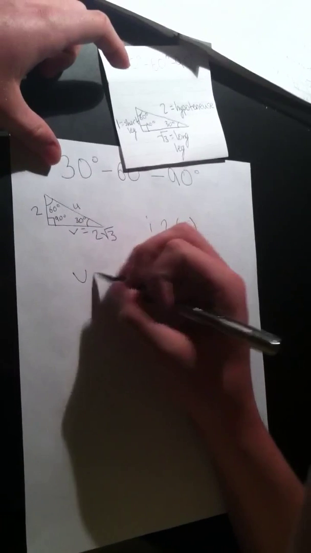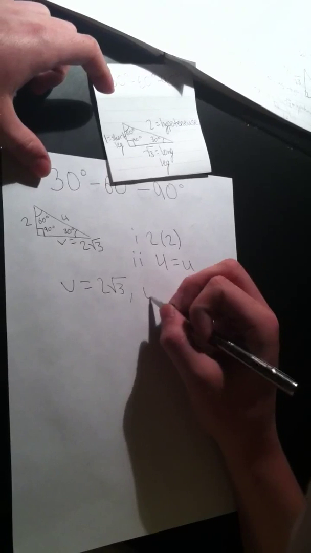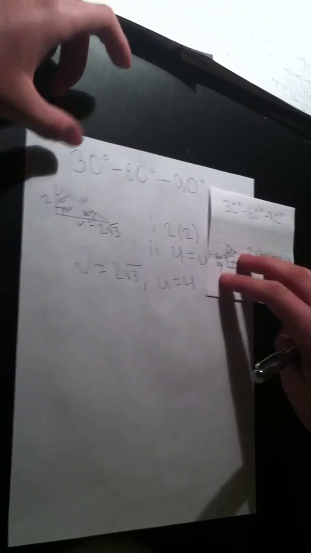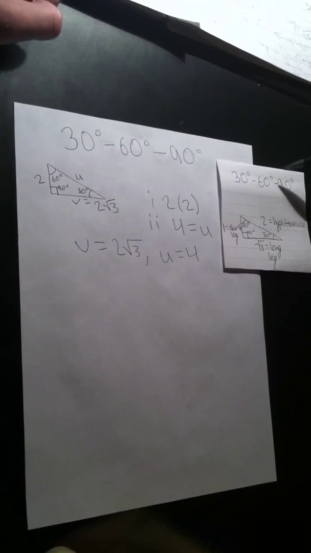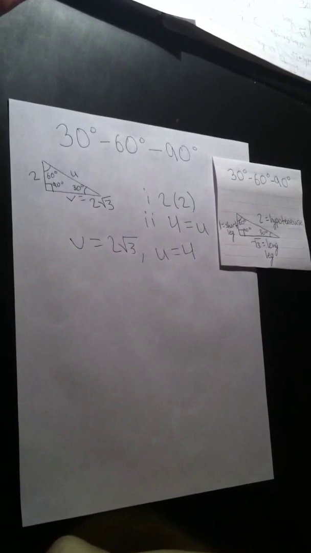Okay, so now we have that v is equal to 2 times the square root of 3, and u is equal to 4. Okay, so this was how to solve a 30, 60, 90 degree triangle and a 45, 45, 90 degree triangle. I hope this helped you.